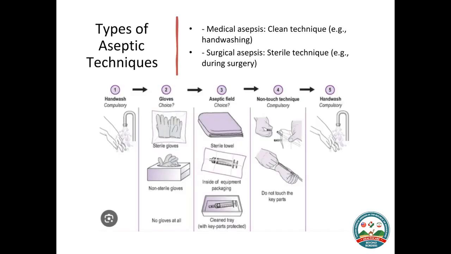There are two main types of aseptic techniques. Medical asepsis, also called the clean technique, focuses on reducing the number of microorganisms, for example, hand washing, wearing gloves, and cleaning surfaces. Surgical asepsis, or the sterile technique, is used to eliminate all microorganisms, for example, during surgery, catheter insertion, or dressing sterile wounds. In short, clean technique prevents contamination, while sterile technique completely avoids it.